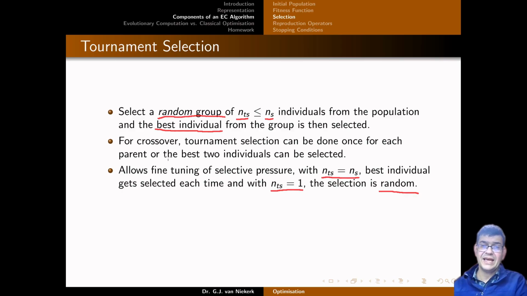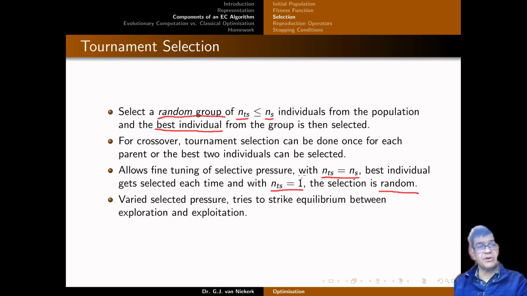So by choosing NTS, you can modify this value to get a varied response. This gives you varied selective pressure depending on how big the group is, which is absolutely fantastic, because now you can strike an equilibrium between your exploration and exploitation.